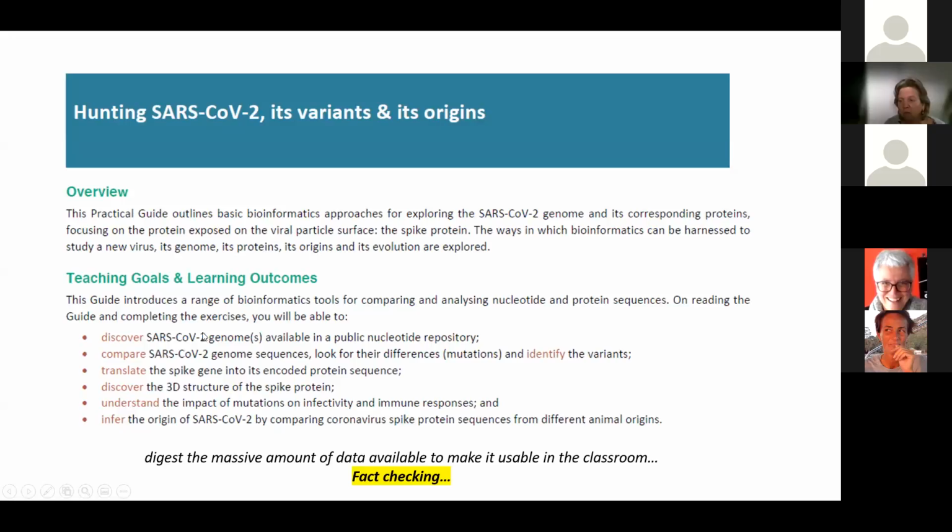Thanks to this guide, you can discover the genome of SARS-CoV-2, compare genomes and look for the variants, identify the variants and the mutations, translate the genomic sequence into the protein sequence, especially for the spike protein, discover the 3D structure of the protein and understand the impact of the mutation on infectivity and immune response. And also, last but not least, we give an example of how you can infer the origin of SARS-CoV-2 by comparing spike protein sequences.